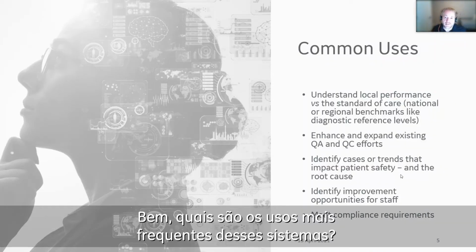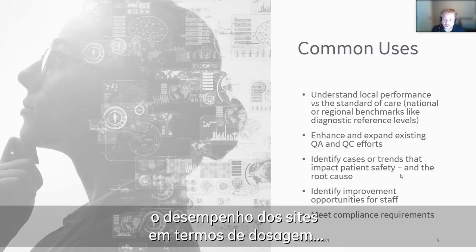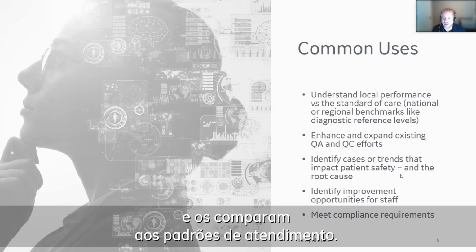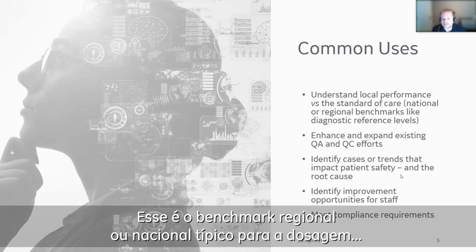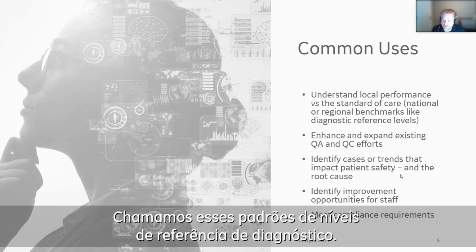What are the common uses for these systems? Well, the vast majority of the time, in my experience, they're used to look at the site's performance in terms of dose for key exam types like CT of the head, chest, abdomen and pelvis, and compare those dose values against the standard of care. And what is the standard of care? Well, this is the regional or national benchmark of where doses typically are. They're often reported at the 75th percentile of doses for the region or the nation, and we call these diagnostic reference levels.